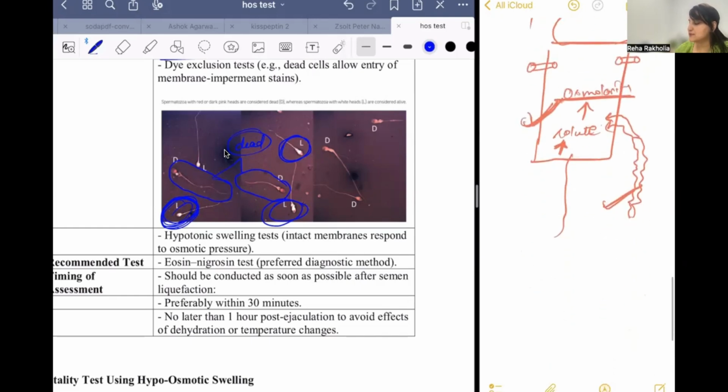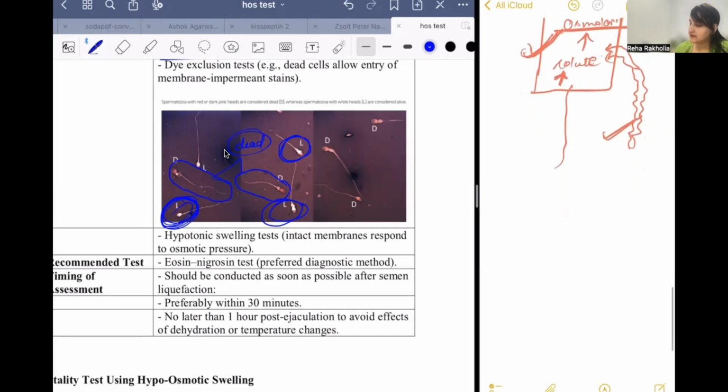If it was a dead sperm, solute osmolarity cannot be maintained. So water won't reach inside because there won't be any osmolarity gradient, and there won't be any swelling. So basically, sperm with an intact membrane swell when placed in a hypotonic solution.